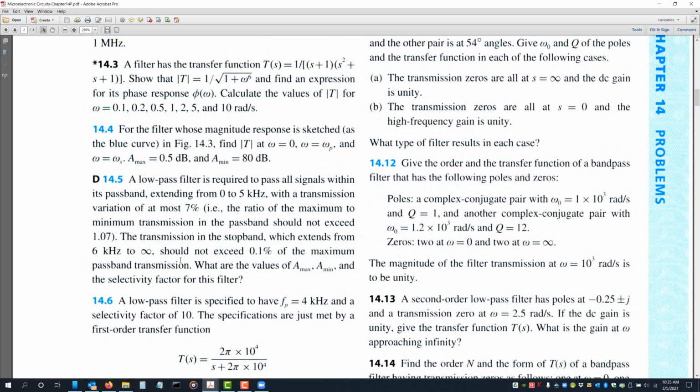Problem 13 says the second order low pass filter has poles at minus 0.25 plus or minus j, and a transmission zero at omega equals 2.5 radians per second. And then it asks the following question: if the DC gain is unity, give the transfer function T of s. And also, what is the gain at omega approaching infinity? Okay, so let's do that.